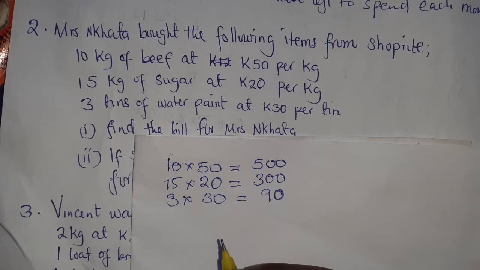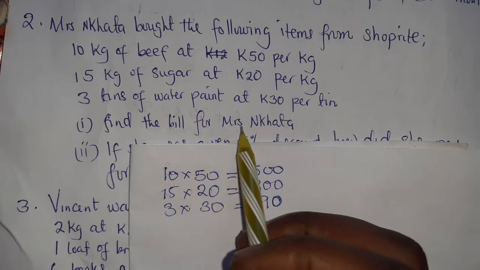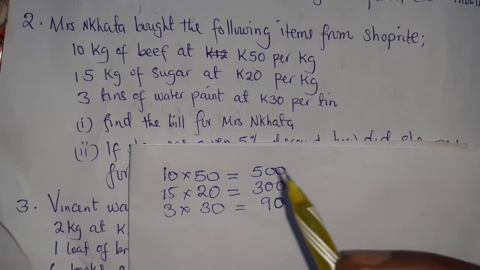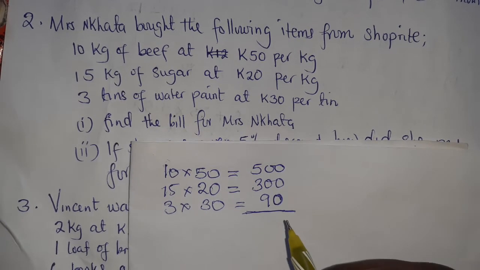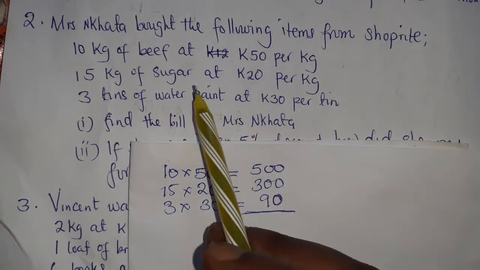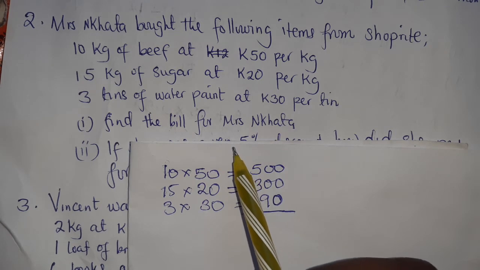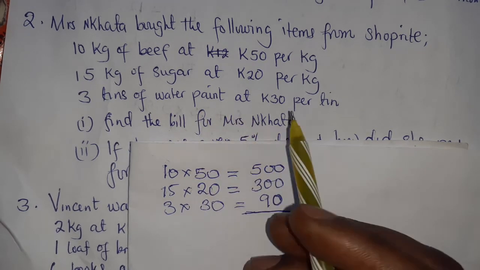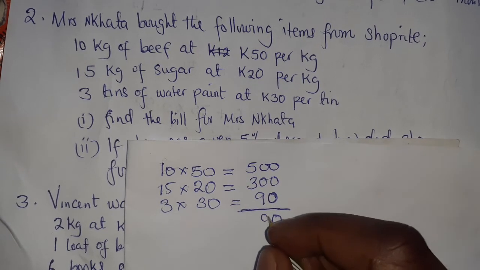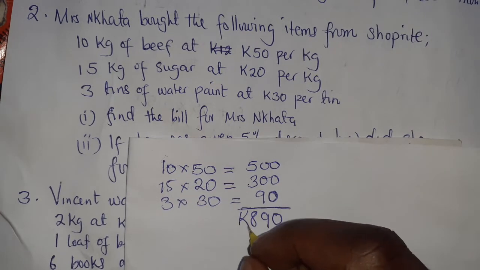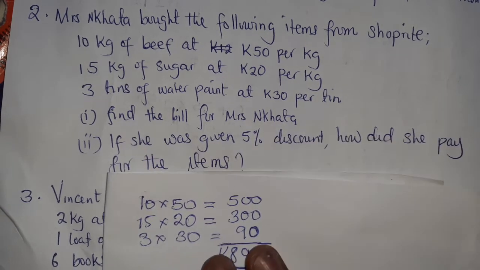Are we together? Find the bill for Mrs. Nkata. So this is what is going to be the bill. So we are going to add these, and 890 kwacha is going to be her bill.